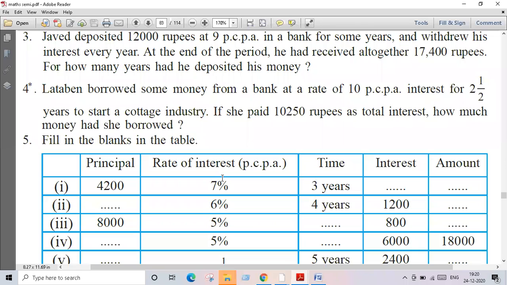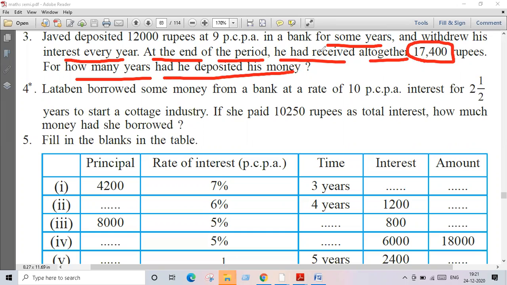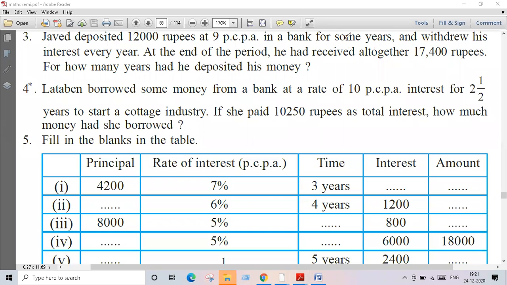Question number 3. Javed deposited 12,000 rupees at 9 PCPA in a bank for some years and withdrew his interest every year. At the end of the period, he had received altogether 17,400 rupees. For how many years had he deposited his money? See what he did: he deposited 12,000 rupees at 9 PCPA in a bank for some years. So we don't know what T is. Getting? Let's solve here, it is easy.